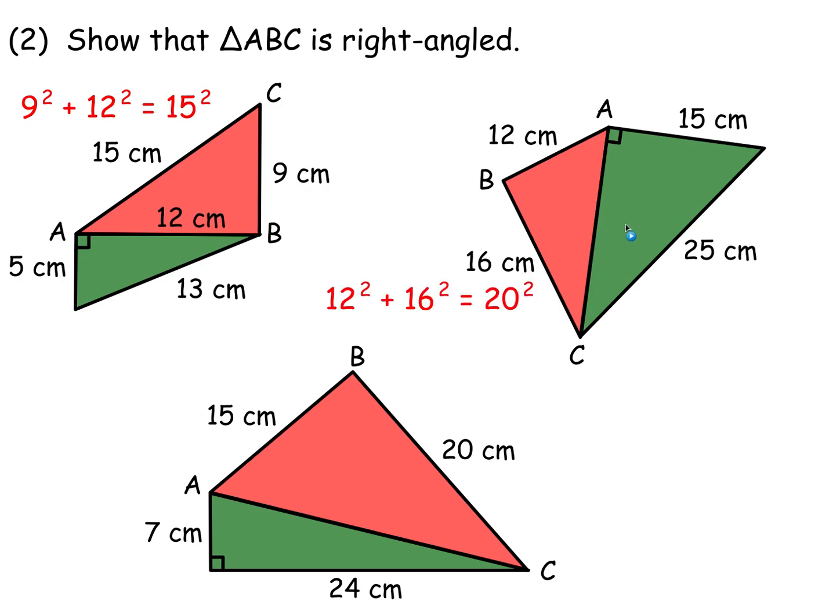Now similarly for the other questions, the missing edge here is 20. You're showing 12 squared plus 16 squared equals 20 squared. Now it's important to use Pythagoras on the green triangle and the converse on the red triangle. So in this one, the missing side AC is 25, and you need to show that 15 squared plus 20 squared equals 25 squared, but you need to set out the appropriate statements. So that's the converse of Pythagoras' theorem.